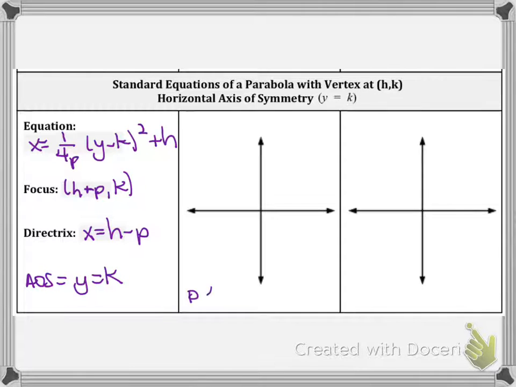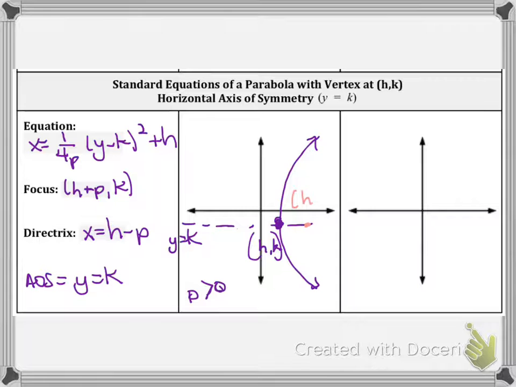So when p is greater than 0, when the parabola opens to the right, this way, let's say here is my h and k, (h, k), the axis of symmetry is at y equals k, it's a horizontal line, and then our focus will be inside, and this is (h plus p, k), however it's shifted up or down, and the directrix is the line here. So that is a vertical line, so x equals h minus p.